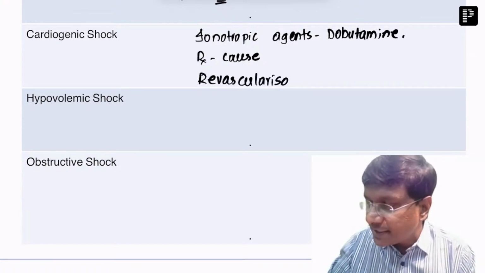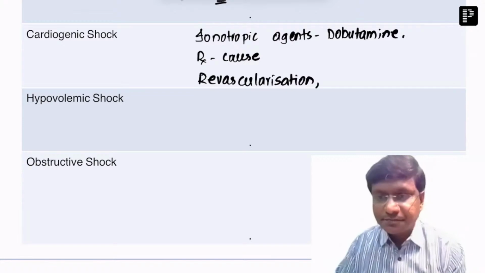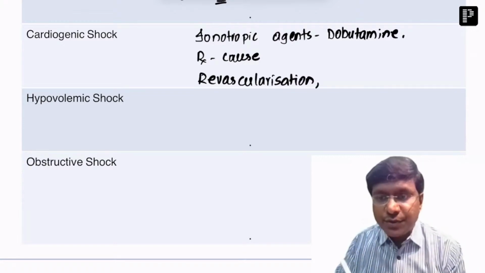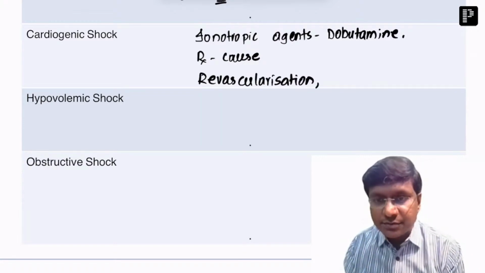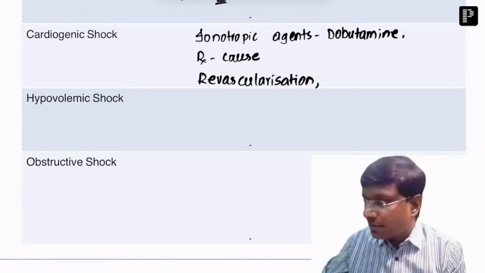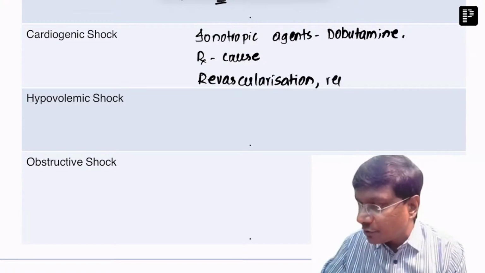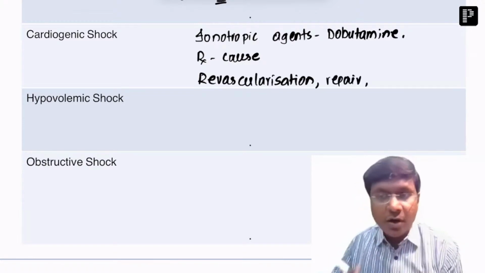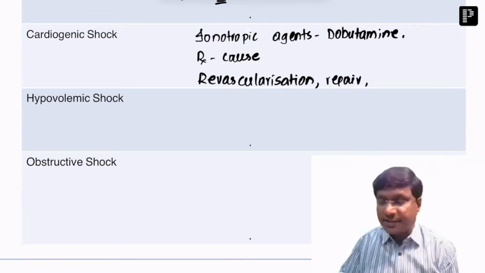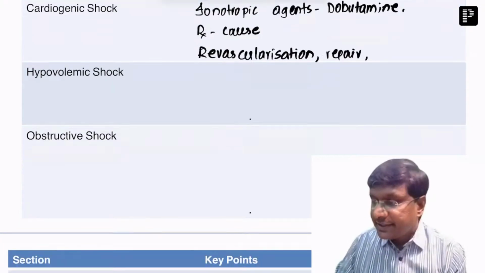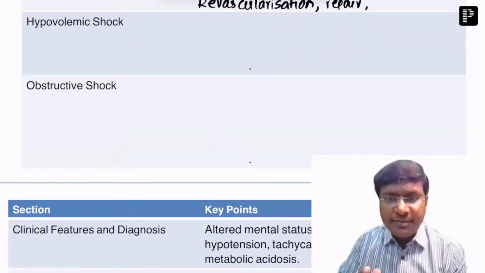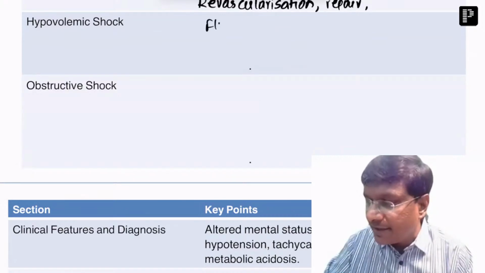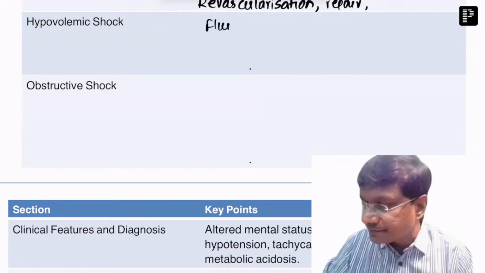If it is an underlying coronary artery disease, or you need to do an interventional surgery, depending upon the case. Valve repair is another important thing. Or you need to treat the underlying arrhythmia. That is if it is cardiogenic shock. Then you take hypovolemic shock. In hypovolemic shock, the mainstay of treatment will be fluid resuscitation.